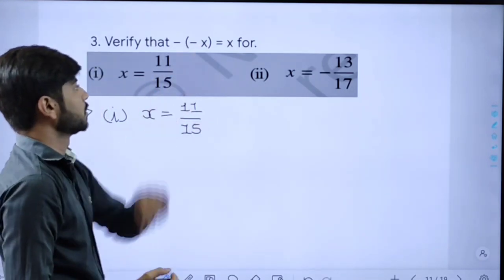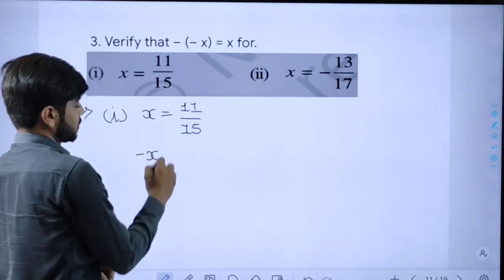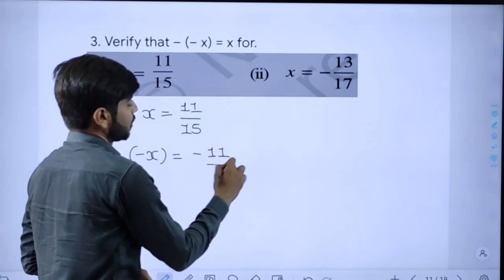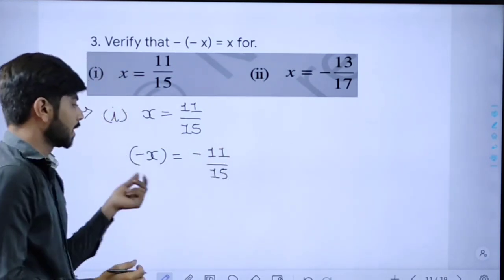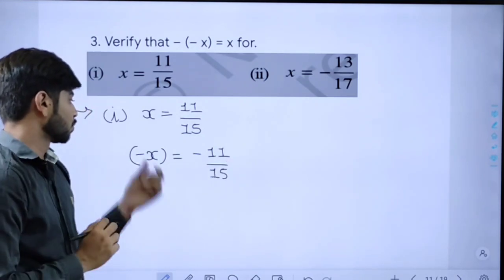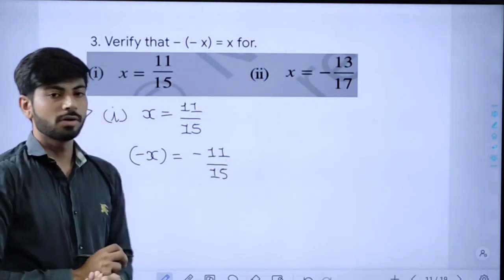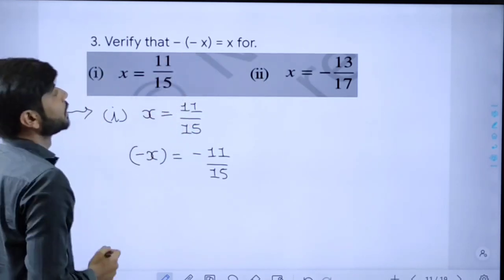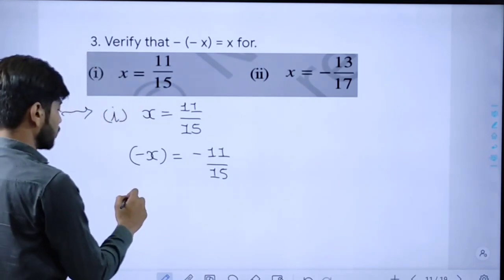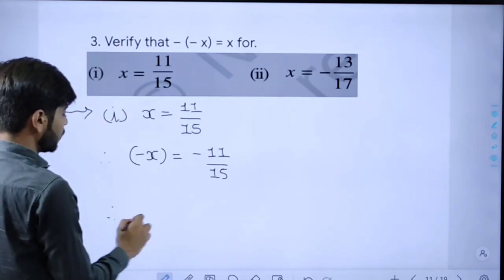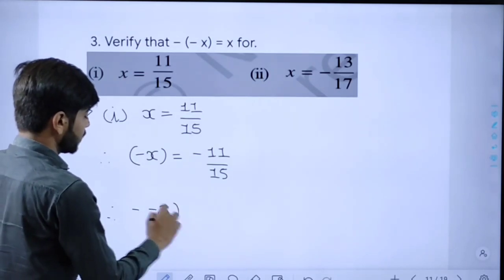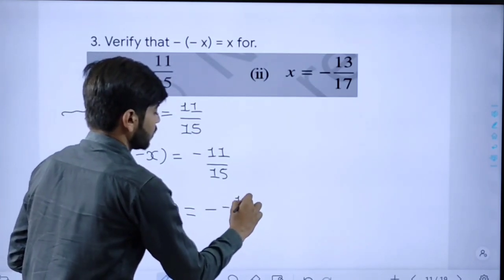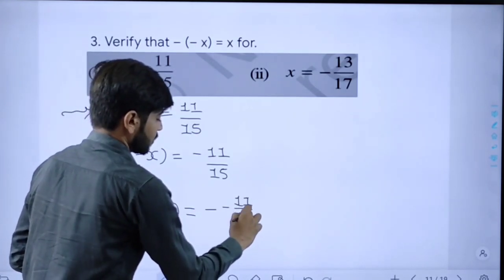Okay, let's add the first minus sign to x. So what will we get? Minus 11 upon 15. Okay, on both sides we will multiply the negative sign. So minus x is equal to minus 11 upon 15. Similarly, we have to multiply the negative sign again. So if we multiply the negative sign again to the minus x, we also have to multiply the negative sign with the minus 11 upon 15.